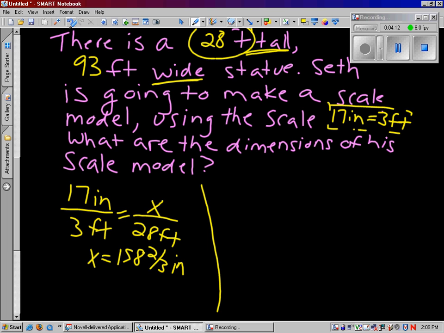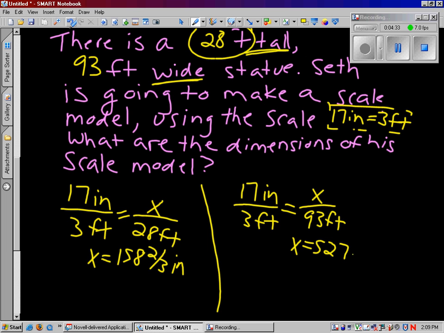And then we deal with the width, the 93 feet. Again, my scale, 17 inches, represents 3 feet. I need to know how many inches for 93 feet. And same old, cross multiply and divide. You should get 527 inches. Very, very large model, I know.